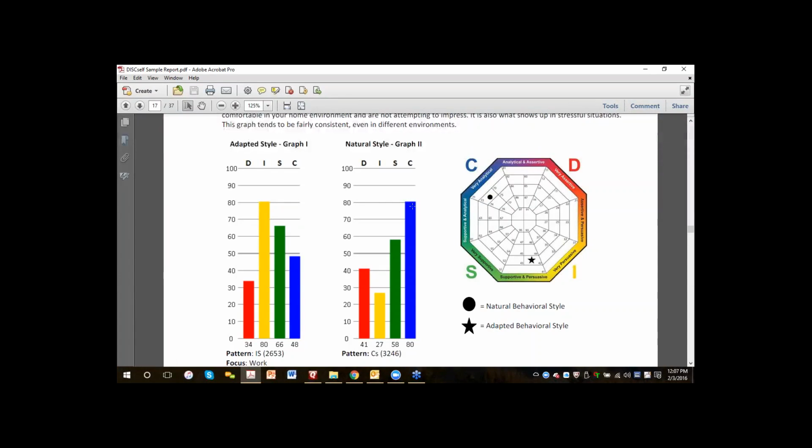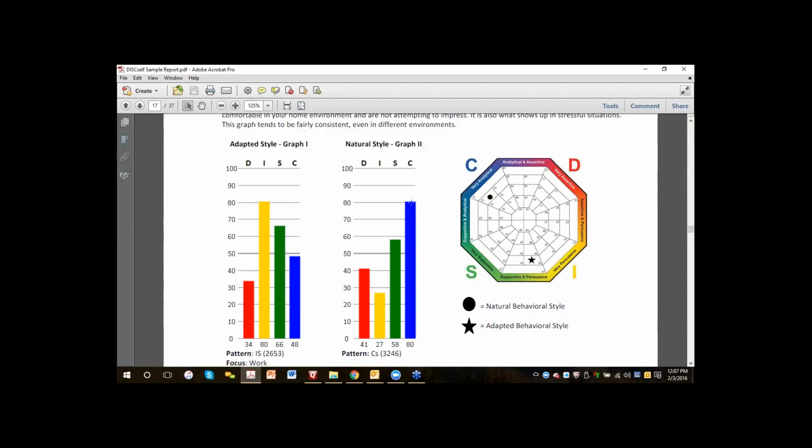The highest is the C, so that's the 6. Second highest is the S, that's the 4. Third highest is the D, and the least is the I. So what does this number mean?